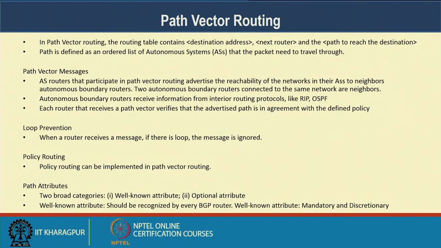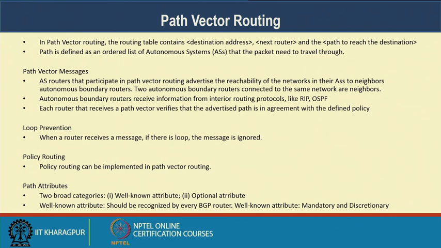Each router that receives a path vector verifies whether the advertised path is in agreement with the defined policy. So once a router receives a path vector, it checks whether it agrees with the defined policies. It is policy based routing; it also supports policy based routing. That means it checks whether its policy allows it or not. Suppose it says that you cannot cross AS 13. If the path includes AS 13, that is not a feasible or acceptable path based on the policy for this particular router.